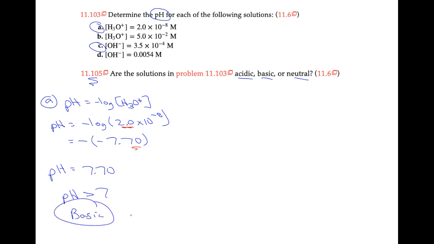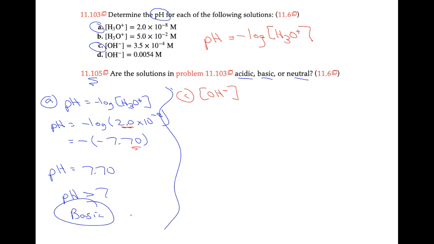Okay, so basic. Let's move on and take a look at C. If we take a look at C, we're given the concentration of hydroxide. But we want to apply our formula, pH is equal to minus log of the concentration of hydronium. That doesn't really get us anywhere because we don't know the concentration of our hydronium. We're only given the concentration of our hydroxide.